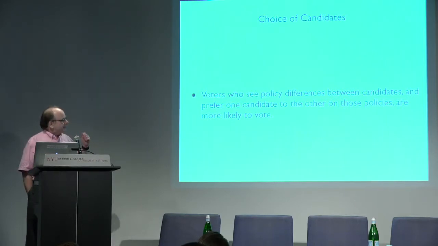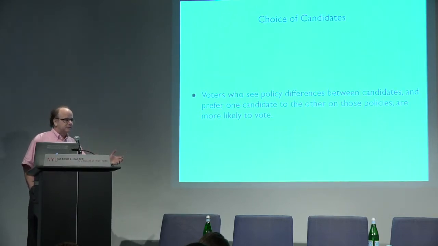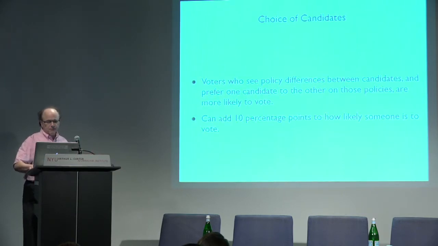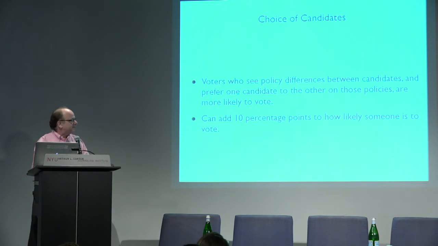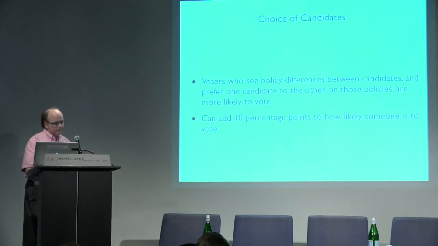I mean, what we looked at in our research and found is that voters who can see policy differences between the candidates, if you ask them, what do you think this candidate's position is on the issues? What do you think that candidate's position is on the issues? If they can tell you that, and if they actually prefer one candidate to the other, they're substantially more likely to vote. And it's worth ballpark, it might make them as much as 10 percentage points more likely to vote, which is like a lot in this world. If the turnout of young folks went from 30% to 40%, that's a big jump.